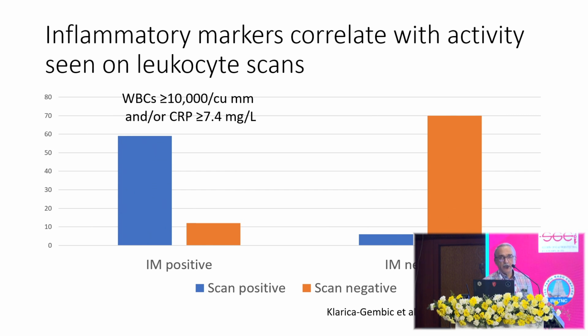Now, I'd just like to remind you that there is much experimental evidence which says that inflammatory markers correlate with disease activity seen on leukocyte scans. In the bar on the left, we have patients who are inflammatory marker positive, which is a white cell count greater than 10,000, or a CRP greater than 7. Those with positive inflammatory markers have a much higher positive scan rate. And when the inflammatory markers are negative, the leukocyte scans tend to be negative.